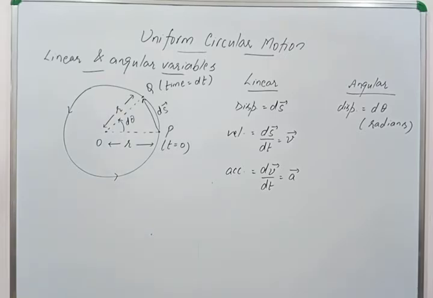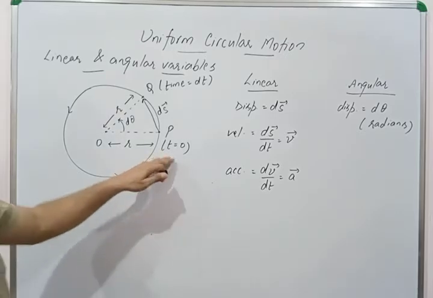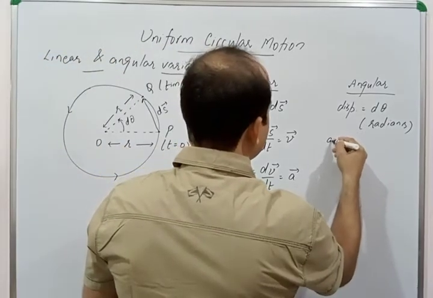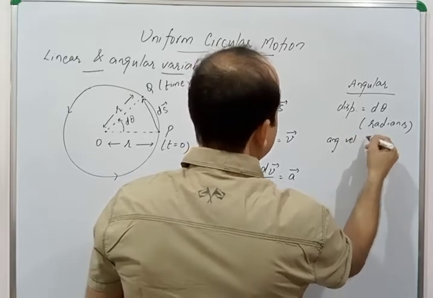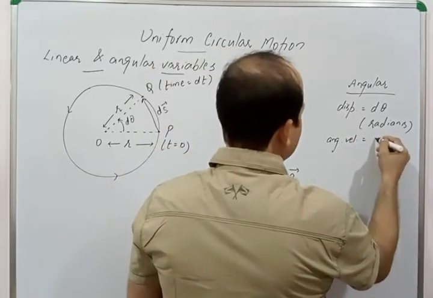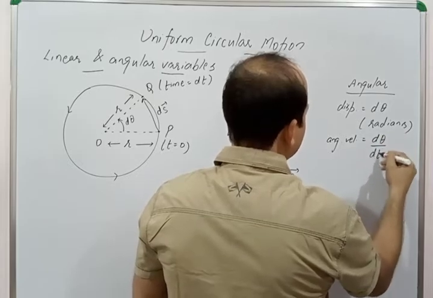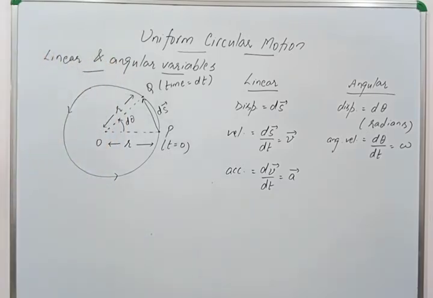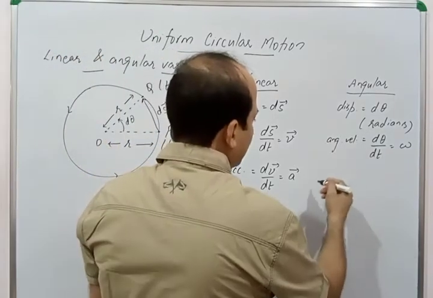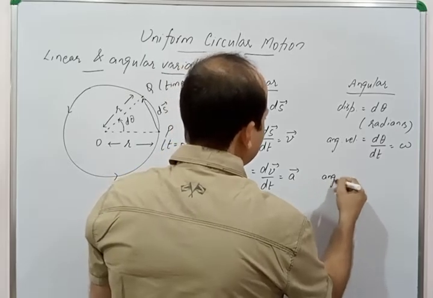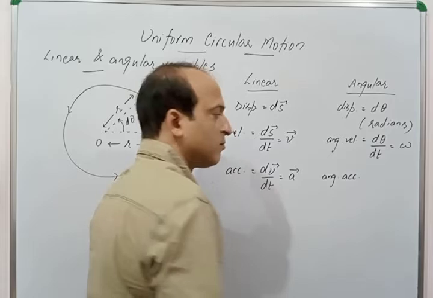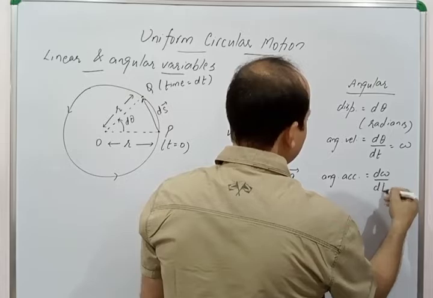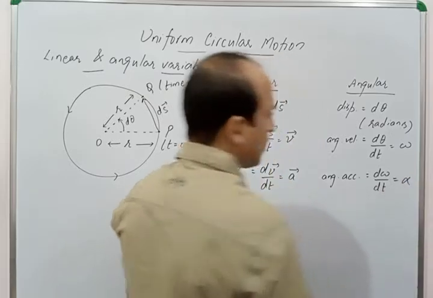Now this d theta, or this small angular displacement, takes place in time dt. So divide this angular displacement by the time taken to get the angular velocity, and that will come out as d theta by dt. This is called omega. Now, if the angular velocity remains constant, fine, there is no angular acceleration. But if the angular velocity changes with time, we can obtain angular acceleration. That will be given by change in angular velocity d omega upon time dt, denoted by alpha.